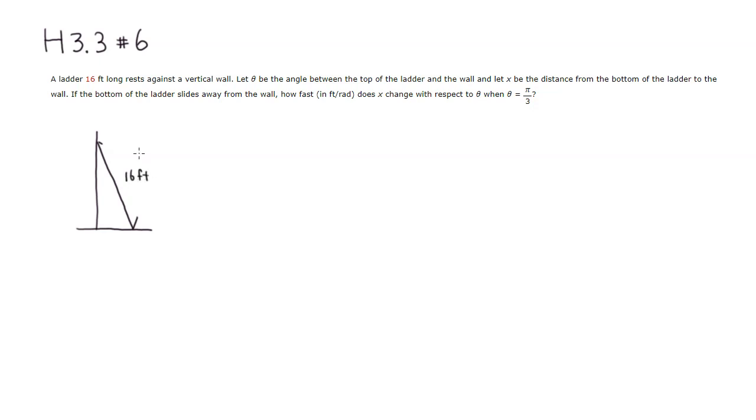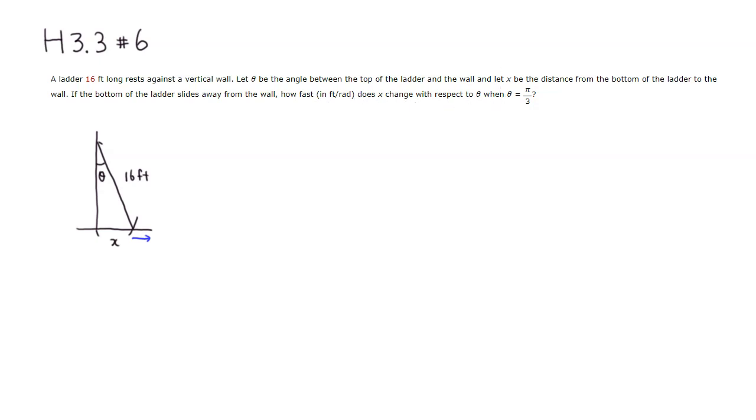long, right? And let theta be the angle between the top of the ladder and the wall. So we know that theta is right here. And then let x be the distance from the bottom of the ladder to the wall, so this is going to be x right here. And if the bottom of the ladder slides away from the wall, so it just moves away, so it goes like this, right?